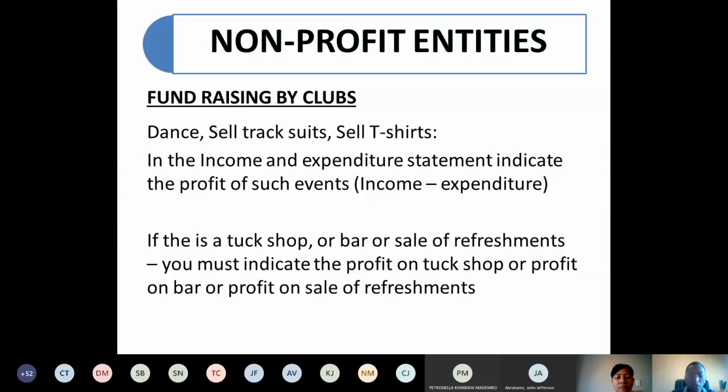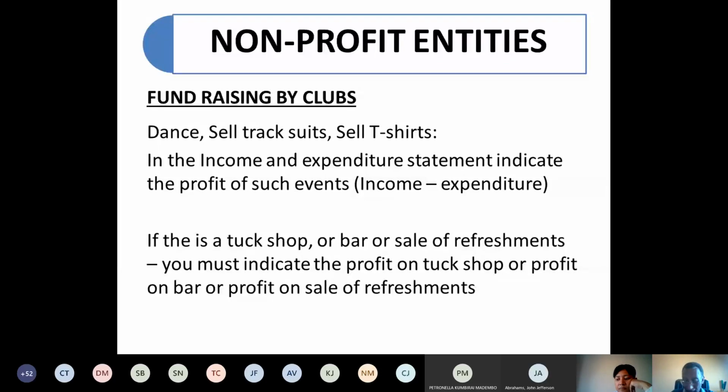in any club, guys, we are going to have some fundraising efforts. In your smaller clubs, sometimes there's a dance where the members will sell tickets, or we will sell tracksuits, or t-shirts. When you draw up your income and expenditure statement, you will have to show the profit on the dance, which will be the income from the dance minus the expenses. If we are selling tracksuits, we just show the profit on the tracksuits. That is what you show in your statement of income and expenditure.